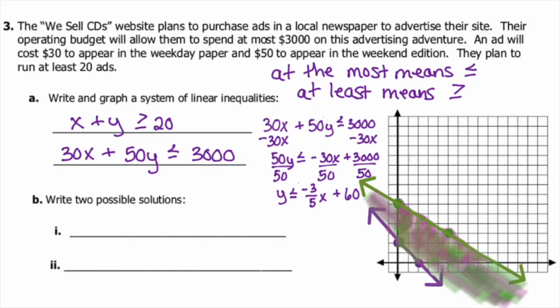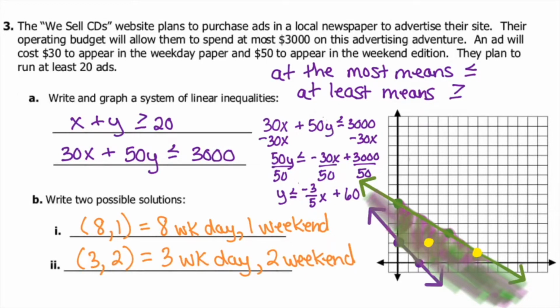Then part B says write 2 possible solutions. So 2 possible solutions would be 8, 1, which means 8 weekday ads and 1 weekend. And that you see as on the line because that's a solid line. And the second one could be 3, 2, which is 3 weekday ads and 2 weekend ads.